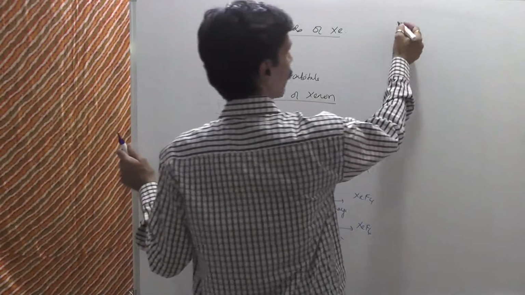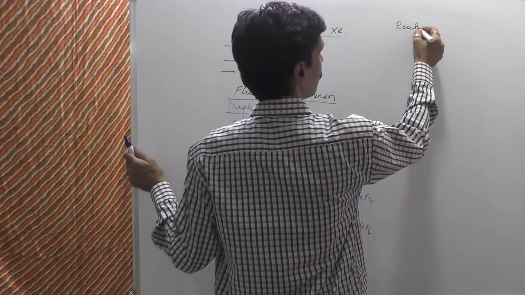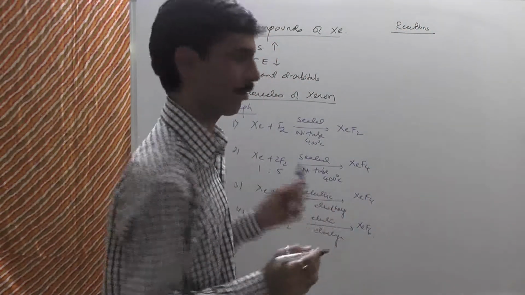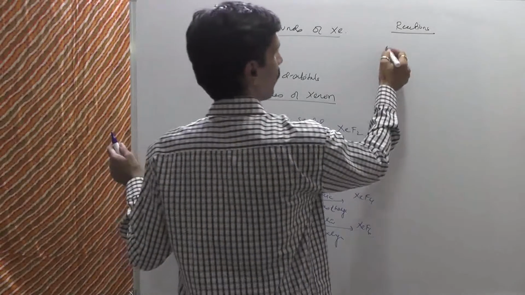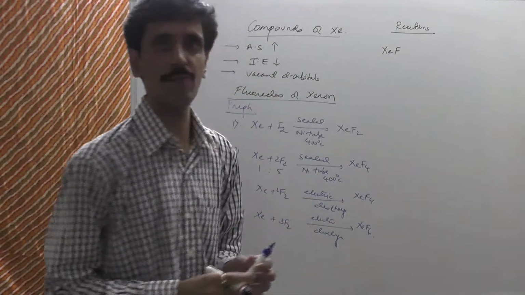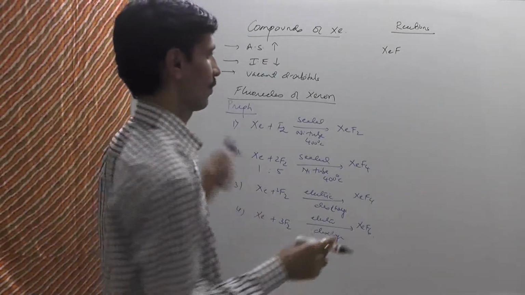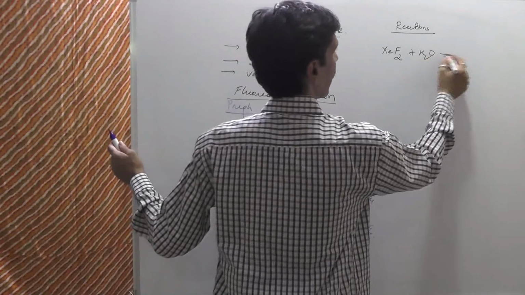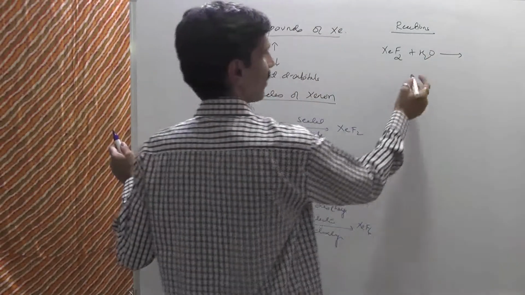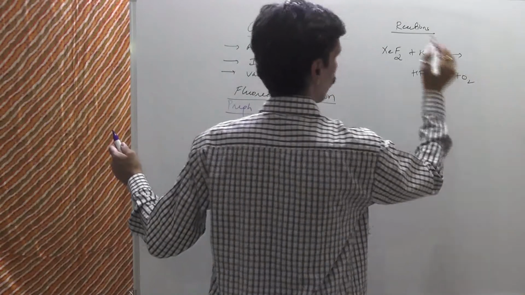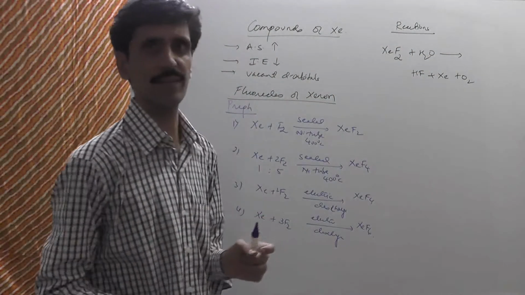Alright, now we will talk about some reactions. In reactions, the first reaction is about hydrolysis. So when you talk about the hydrolysis reaction of XeF2, it undergoes hydrolysis. As a result, it is going to give you HF plus Xe plus O2. Okay, this is what you get.